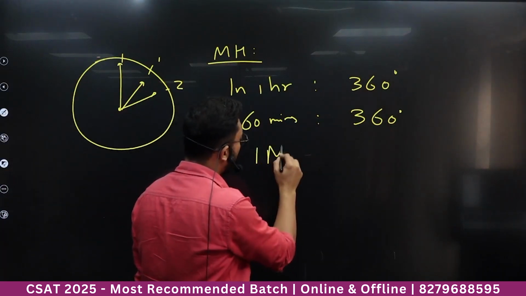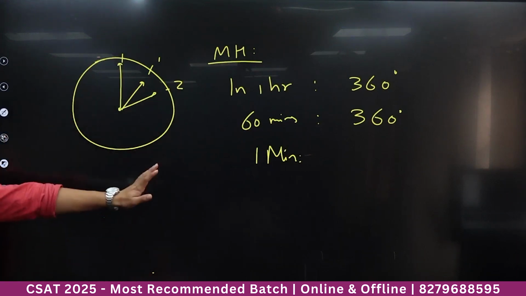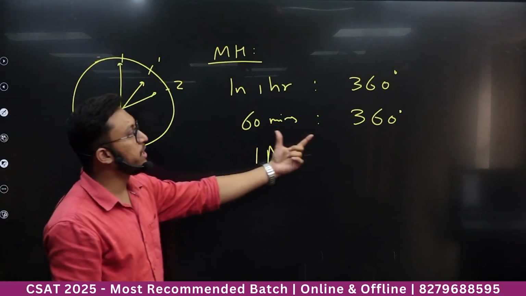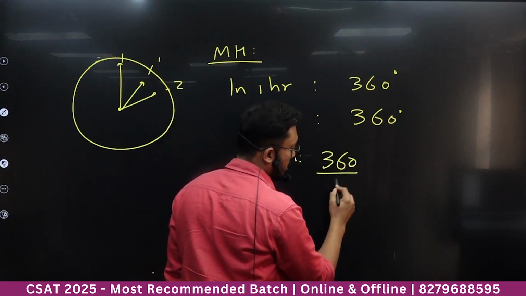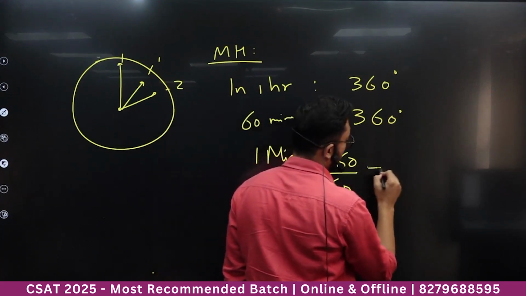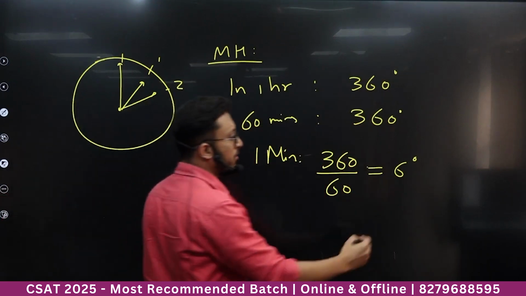How much will it rotate in 1 minute? Basic maths. In 60 minutes it is rotating 360 degrees, so in 1 minute it will rotate 360 by 60, that is 6 degrees. 6 degrees per minute.